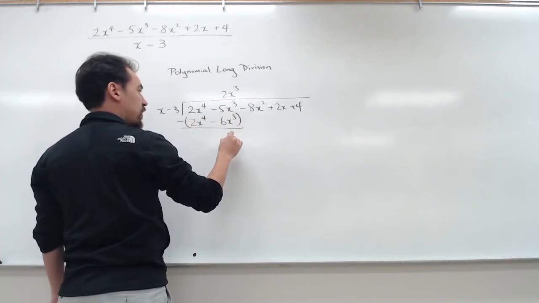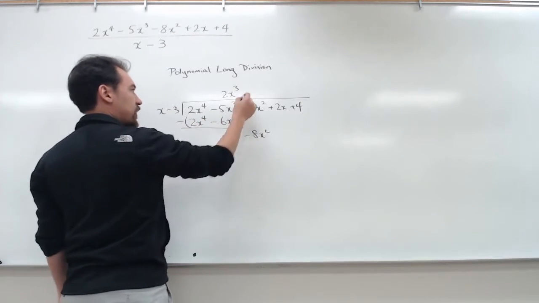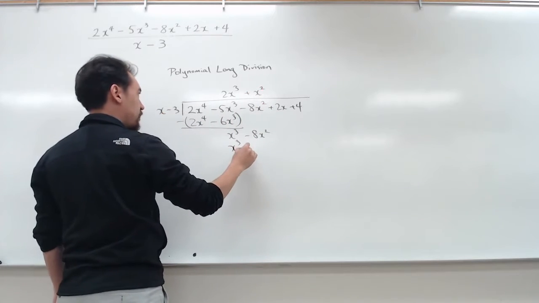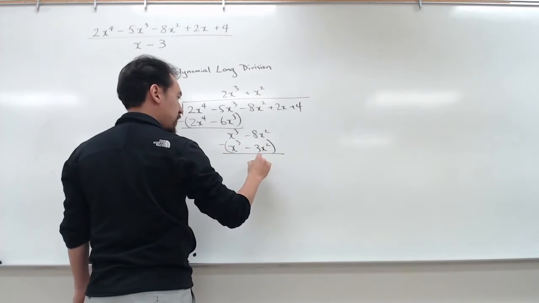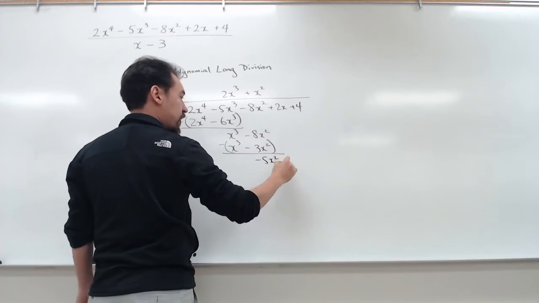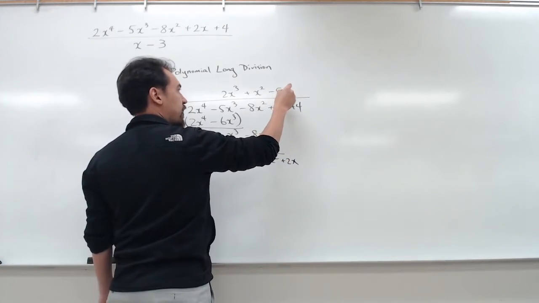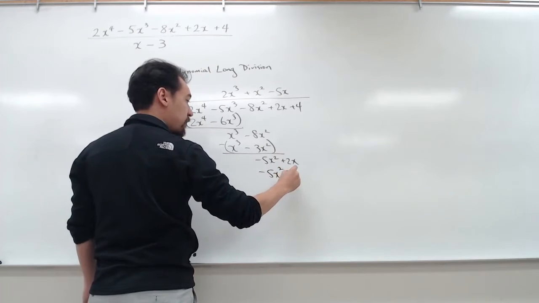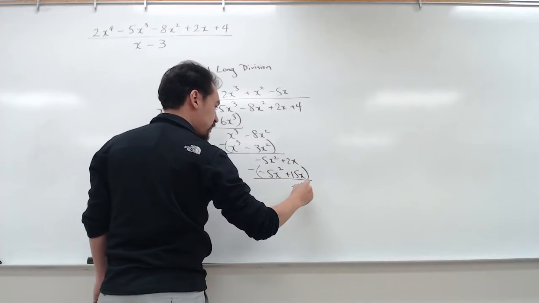Subtraction gets me x cubed. Bring down the negative 8x squared. Then x goes into this, x squared times these terms gives me these terms. Then subtraction gives me negative 5x squared. Bring down the 2x. x goes into there negative 5x times. Negative 5x times all of these gives me negative 5x squared plus 15x. Then subtracting gives me negative 13x.